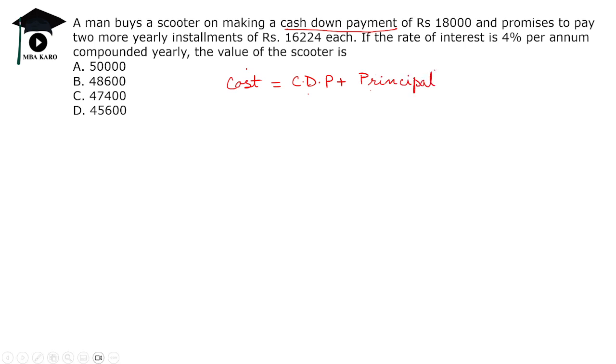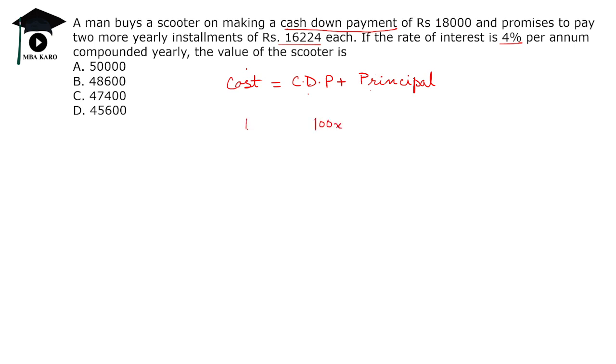Now in the problem we are given a cash down payment, we will use it later. There are two more yearly installments of 16,224 each. The rate of interest is given to us. We need to find the value of the scooter. Now the installment is given to us.